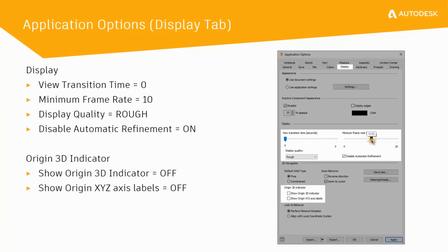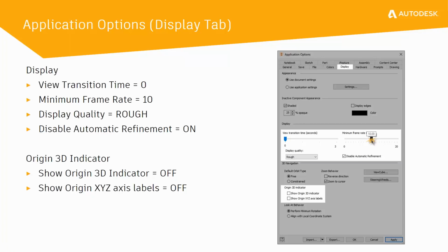Now, just slightly below that, there's two settings we also want to change, and that is display quality. We want to make sure that's set to rough, and this sets the resolution for the display of the model. And we also want to make sure that Disable Automatic Refinement is set to on. Now, turning on this setting will enable coarse faceting, which can increase performance, in particular when working with large assemblies or complex models.